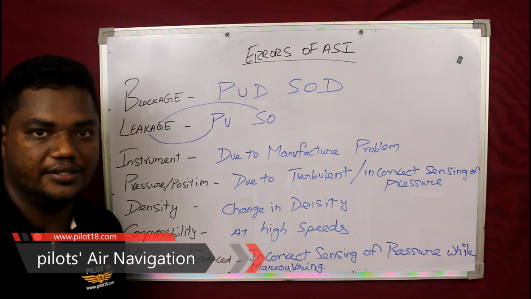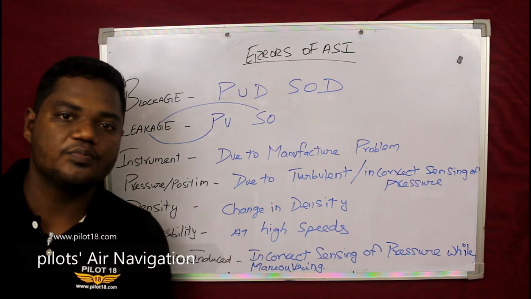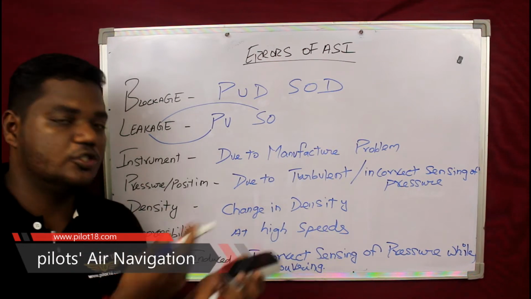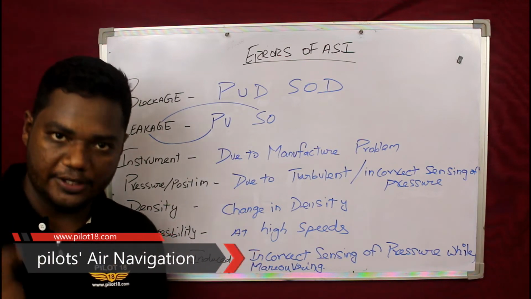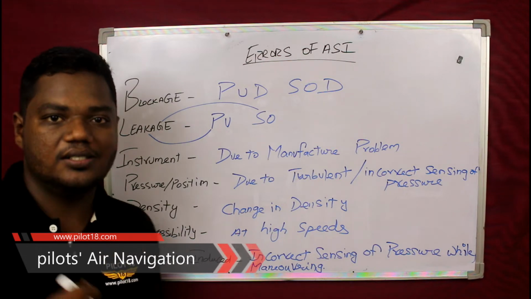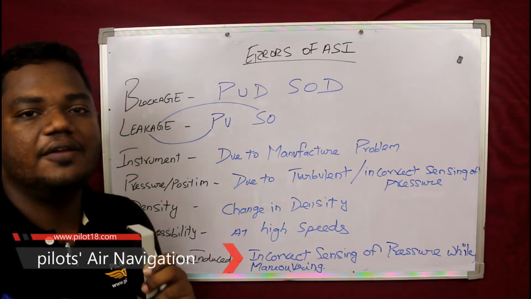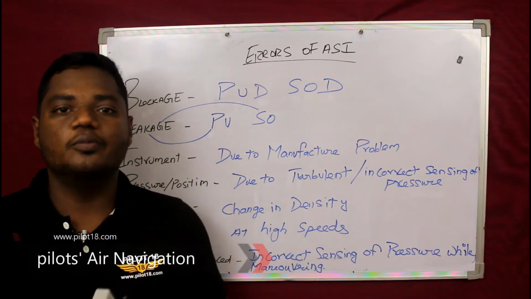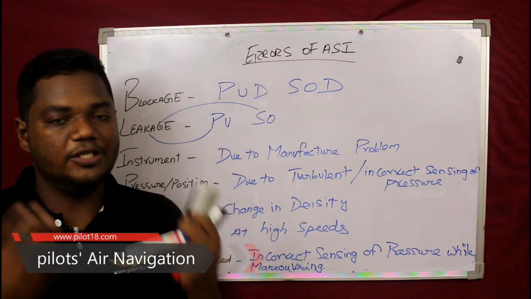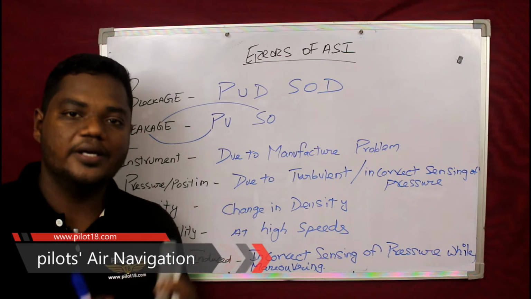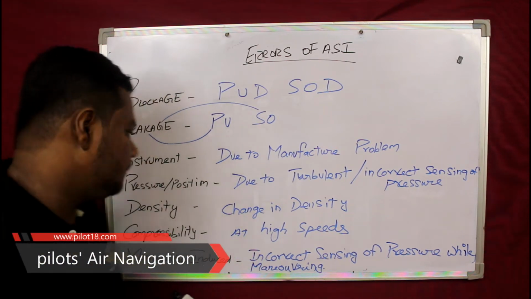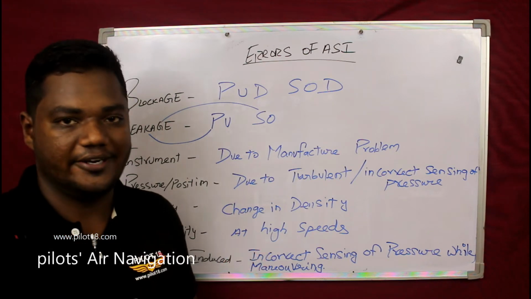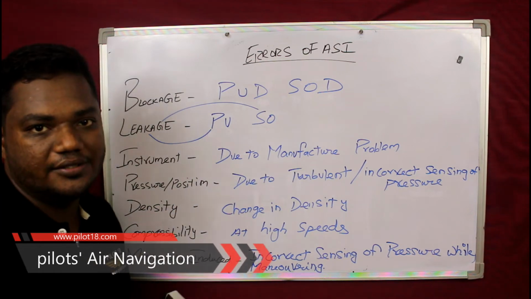Next is pressure or position error. In order to measure the airspeed, we need to measure static and dynamic pressure correctly. Otherwise our instrument will display a wrong reading. To measure the pressure correctly, we need to keep the pitot tube and static vent in a place where we get less disturbance. Because the aircraft is moving forward, the pitot tube and static vent might get disturbed by the forward moving air. If they get disturbed, they cannot sense the proper total pressure or proper static pressure. So the position of the pitot tube and static vent is very important to measure the speed correctly. That is known as pressure or position error.